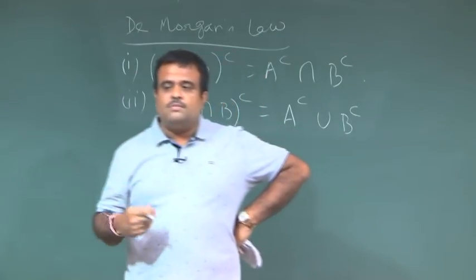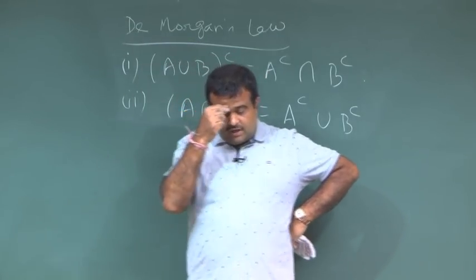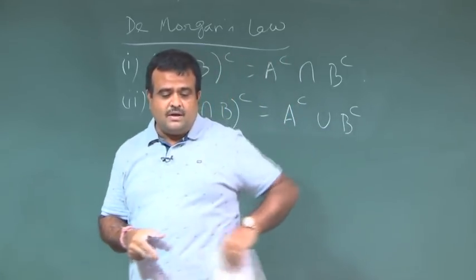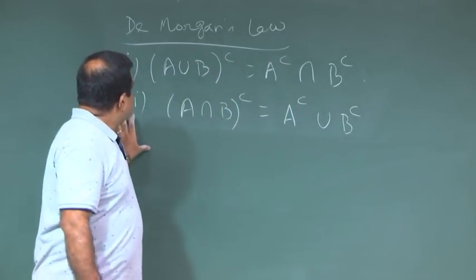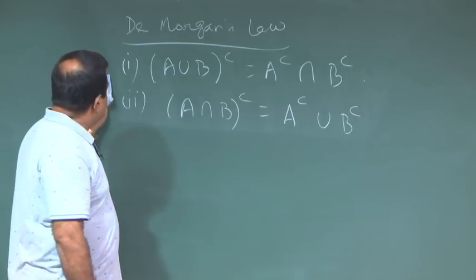Okay, so we are talking about the properties related to set union, intersection and complement. These two properties are called De Morgan's laws. We will prove these two properties. So, first let us prove the first one.